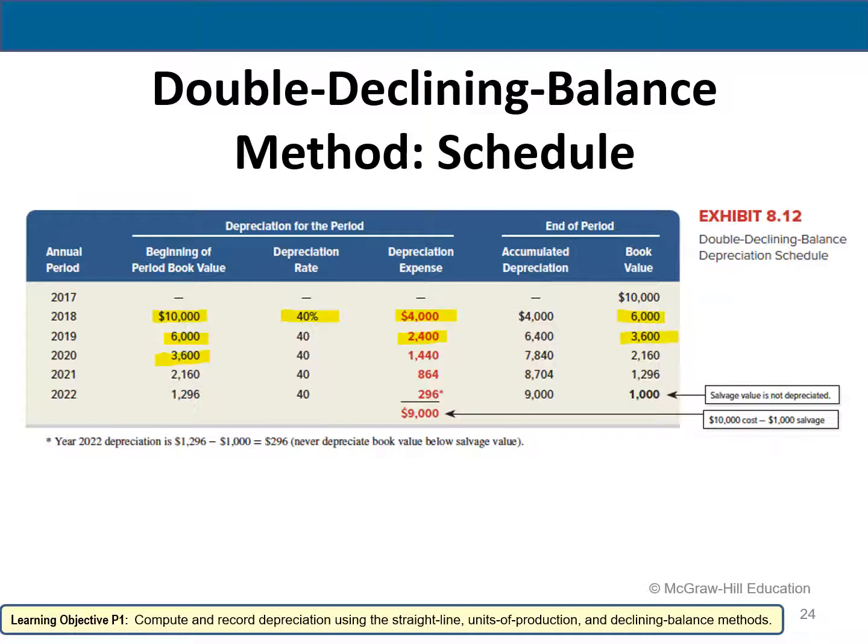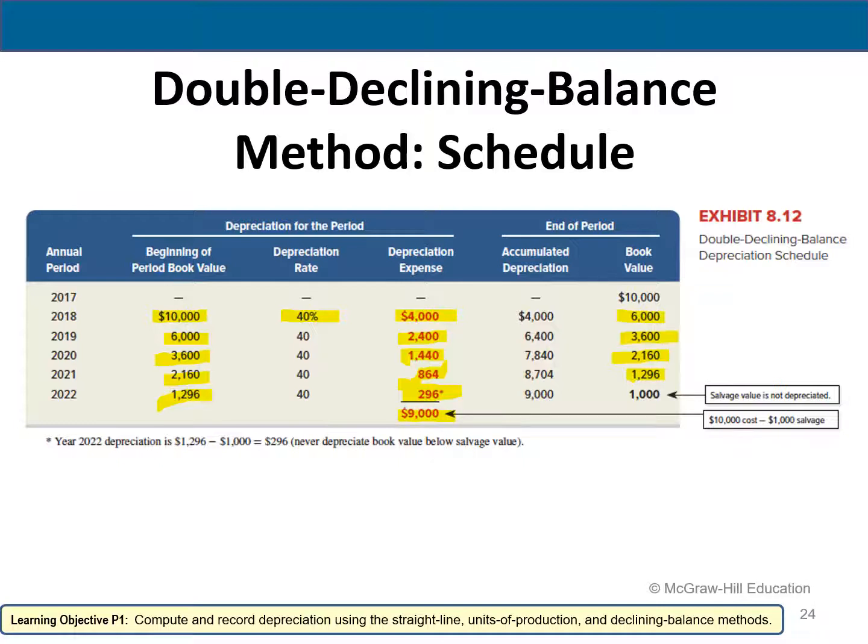That's your beginning book value for the period. Times 40%, you're going to depreciate 1,440. 3,600 minus 1,440 is 2,160. That's your beginning. Your beginning times your 40% is 864. 2,160 minus 864 is a net book value of 1,296. And then in your last year, 1,296 times 40% is greater than this 296, but you can only depreciate up to $9,000 because that's your cost less your salvage.